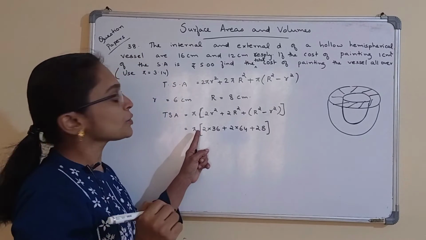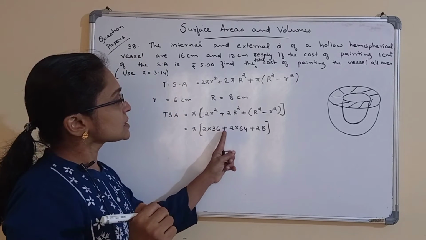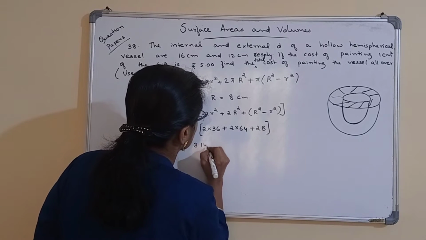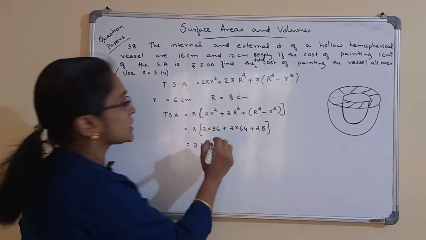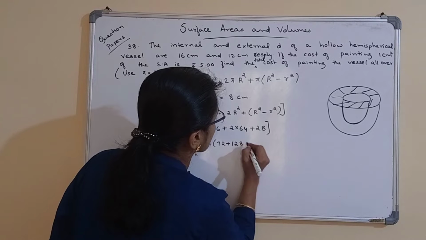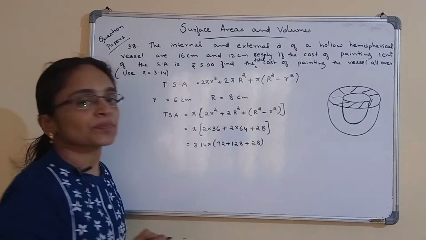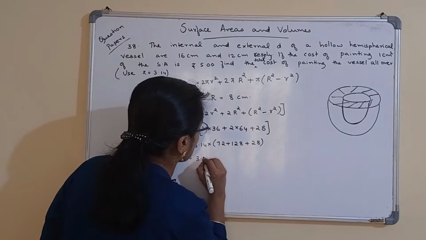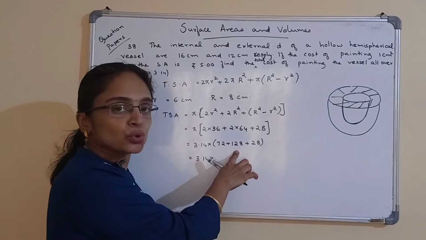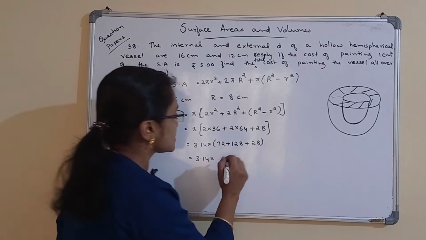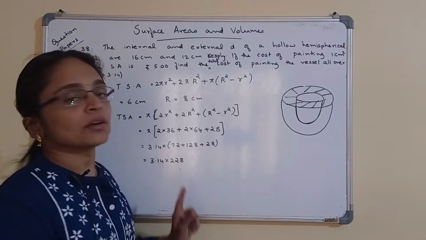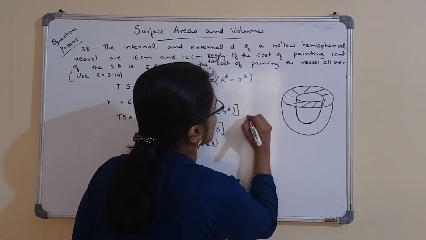So, this is equal to pi into 2 into 36 plus 2 into 64 plus 28, which is equal to 3.14 into 2 into 36 is 72, 2 into 64 is 128 plus 28, and that is equal to 3.14 into 72 plus 128 is 200 and plus 28 is 228. Okay. Now, 3.14 into 228.